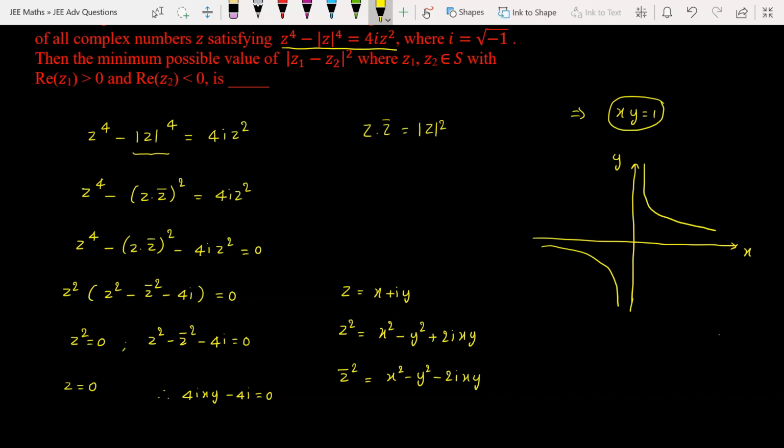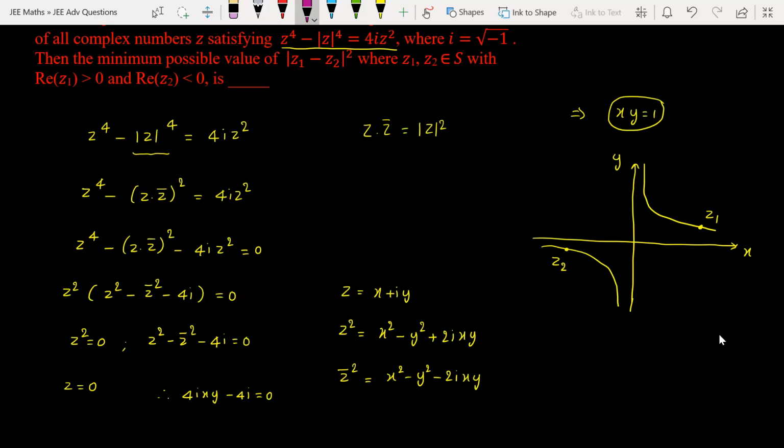Real part of z1 is positive. That means z1 is going to be somewhere on this branch, somewhere over here. And real part of z2 is negative. That means z2 is going to be somewhere on this branch. Now we want the modulus of z1 minus z2, that is the distance between them, to be minimum, because modulus of z1 minus z2 gives the distance between z1 and z2. If that is minimum, its square also would be minimum. We want to choose z1 and z2 in such a way that they are closest.